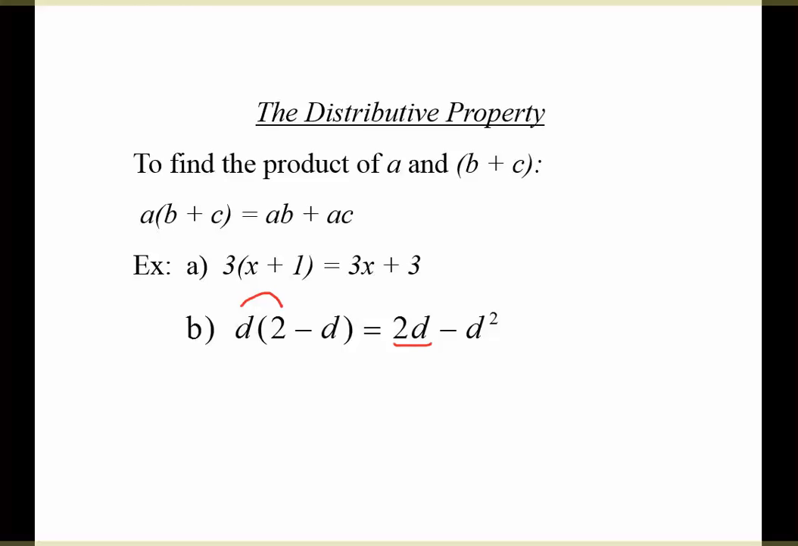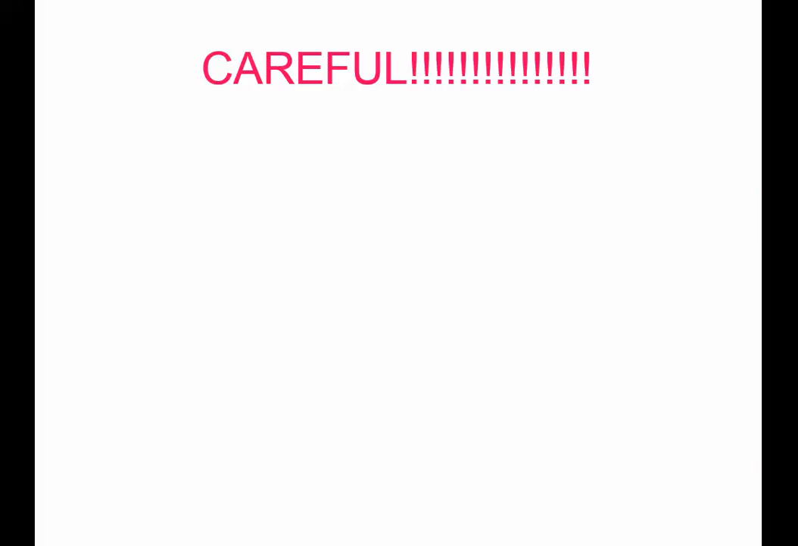Then we have a positive d times a negative d. And a positive times a negative is what produces this negative sign over here. Because you're going to be responsible for figuring out what sign is supposed to be in your answer. So it's a positive times a negative produces a negative, and d times d is d squared. So that's why we come up with a negative d squared. Okay, very good. Certainly you'll get a lot of practice here toward the end.